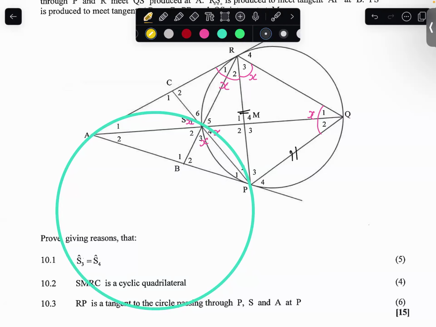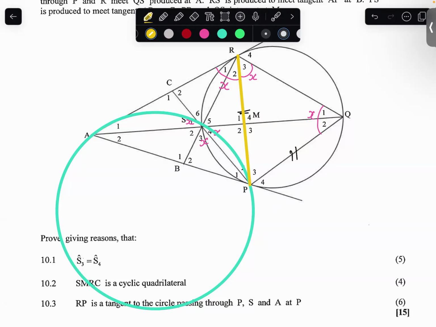RP, we need to prove, is a tangent to the circle at P. So that's the line we need to prove is a tangent to the circle that passes through P, S, and A. To prove a tangent, you can either prove tan perpendicular to radius, or two tans from same point, or the most common one, which is tan chord. You can prove that the angle between the supposed tangent and a chord is equal to the angle that that chord subtends in the opposite segment.